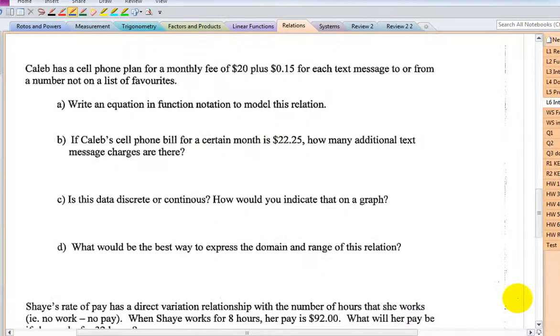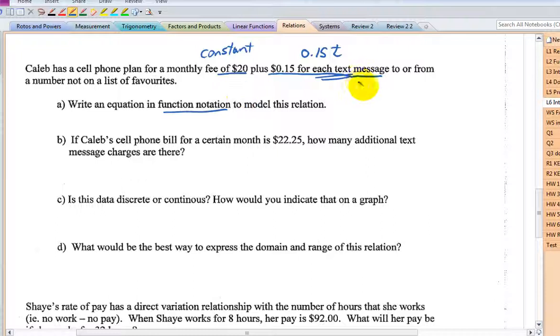Okay, cell phone has a monthly fee of $20. That never changes. Every month you have to pay that. So that fee is constant. It doesn't change. However, it's 15 cents for each text message for a number that's not on the favorites. So that's something that's repeating, right? One message is 15 cents, two messages it's 30, three messages it's 45. You see what's going on here? So 0.15 times t.